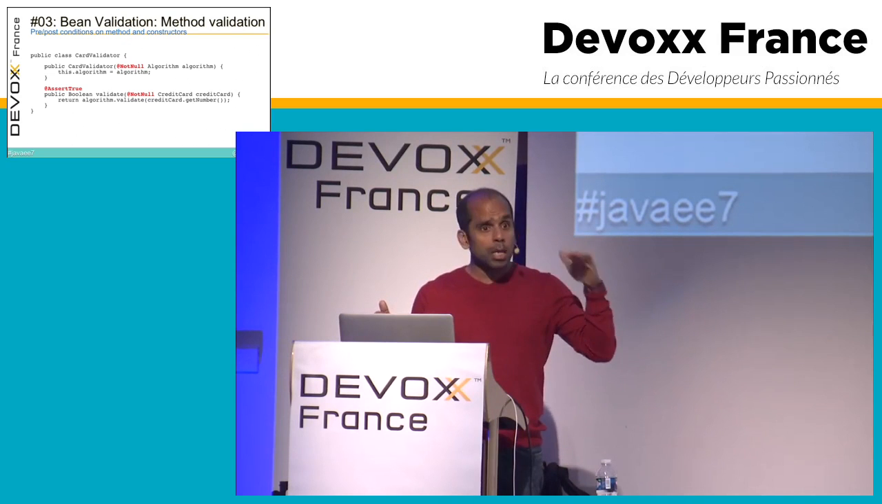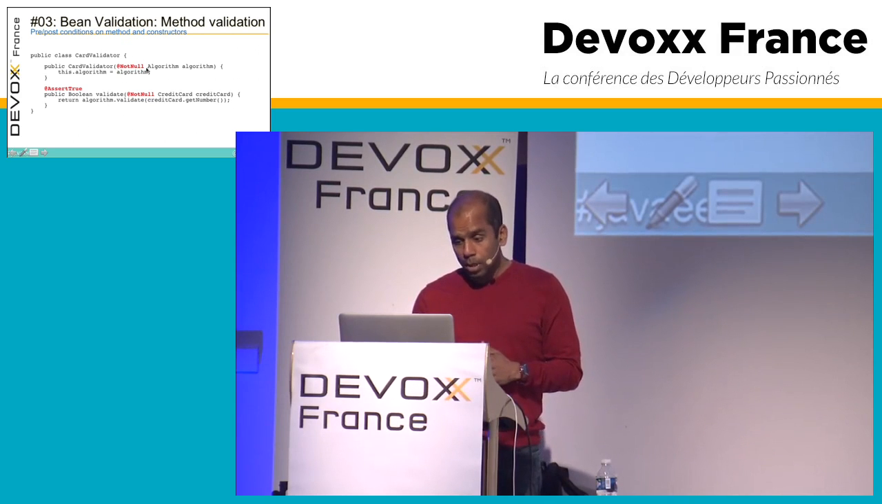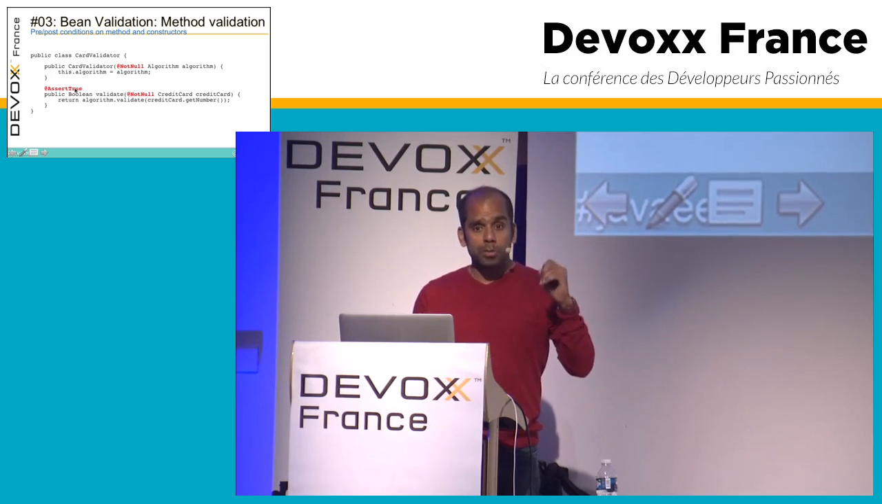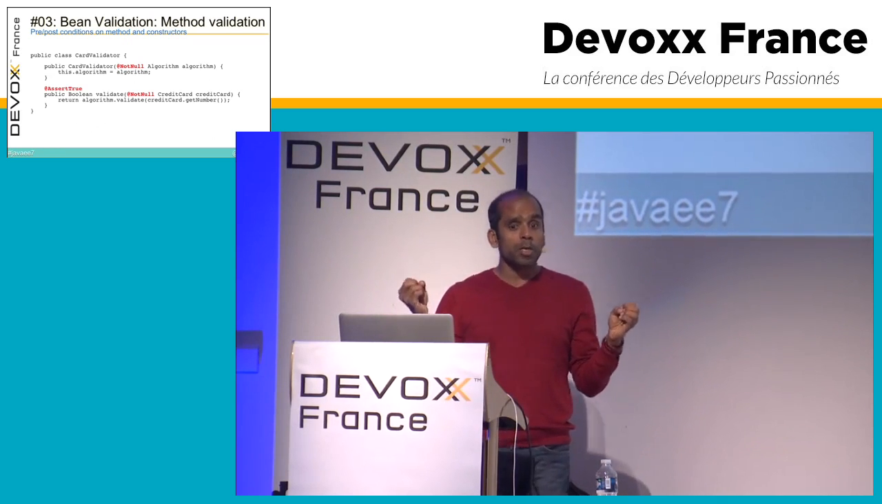So you can take any POJO. In the POJO, you can start putting the same constraint annotations. In the method, for example, so here I'm saying, when you invoke this POJO or the constructor, I want to make sure the algorithm is not null. Okay? In this case, not only the algorithm is not null, or the credit card is not null, in this case, when you are returning a value, it better be true. If it is false, think about throwing a constraint violation exception.